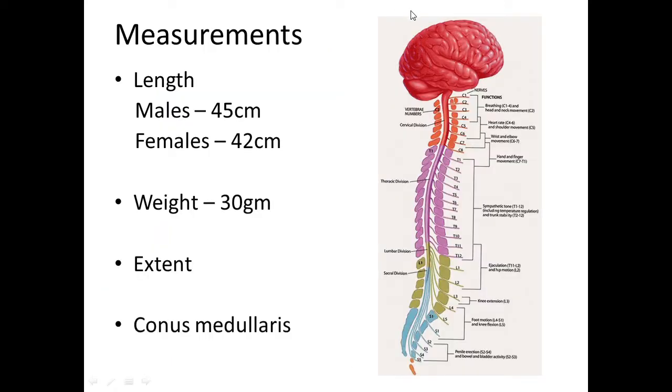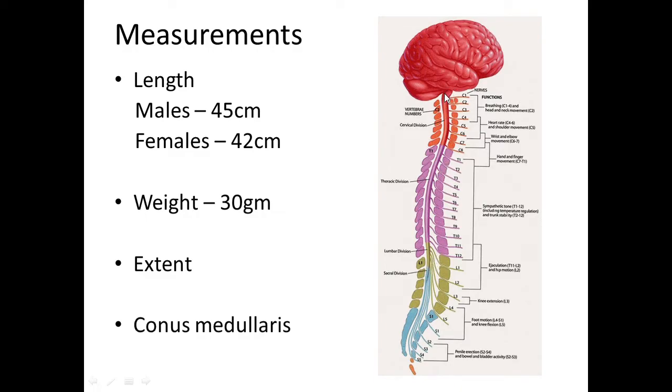The length of the spinal cord is around 45 centimeters in males and 42 centimeters in females. The weight is 30 grams. The spinal cord extends from the lower border of the medulla oblongata, which lies at the level of the upper border of the atlas. So it extends from the upper border of the atlas to the lower border of the first lumbar vertebra.